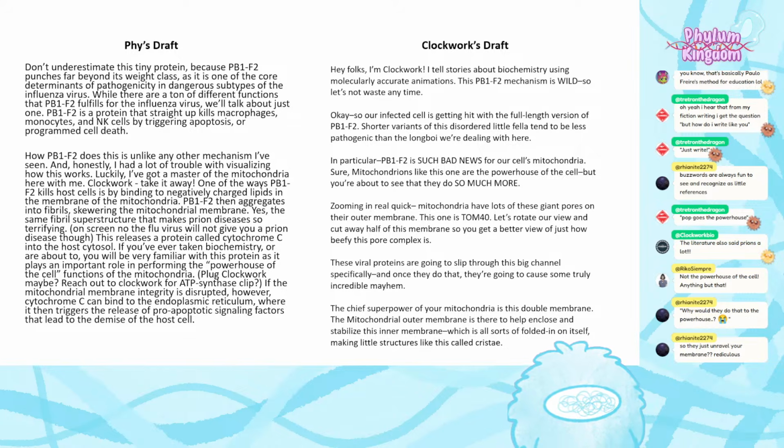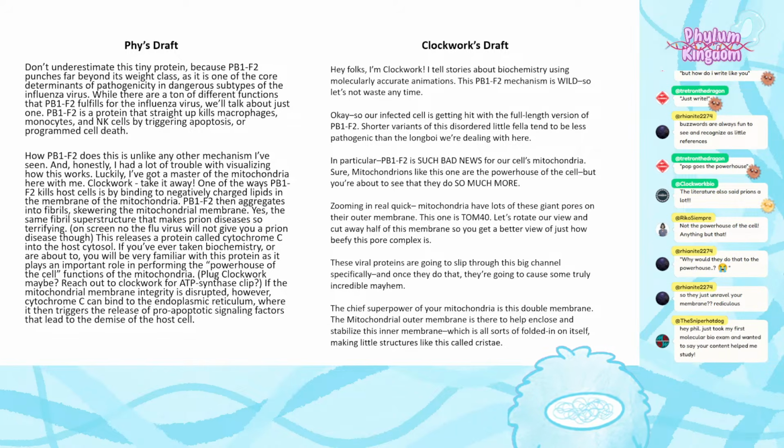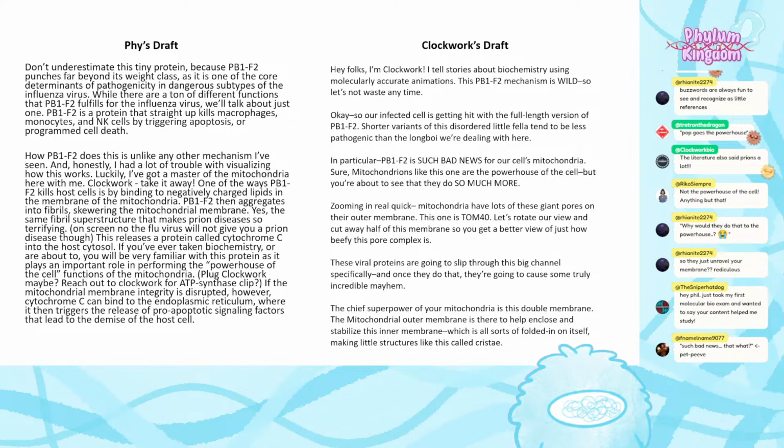Zooming in real quick, mitochondria have lots of these giant pores on their outer membrane. This one's Tom40. Let's rotate our view and cut away half of this membrane so you get a better view of just how beefy this pore complex is. These viral proteins are going to slip through this big channel specifically, and once they do that, they're going to cause some truly incredible mayhem. The chief superpower of your mitochondria is this double membrane. This mitochondrial outer membrane is there to help enclose and stabilize this inner membrane, which is all sorts of folded in on itself, making little structures like this called cristae.